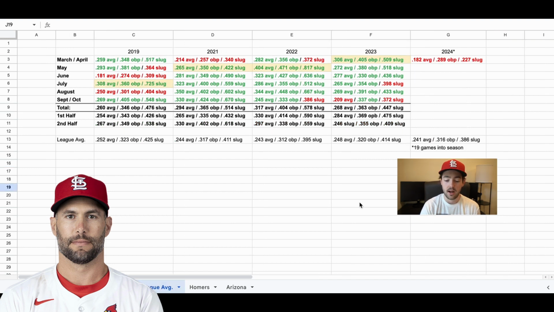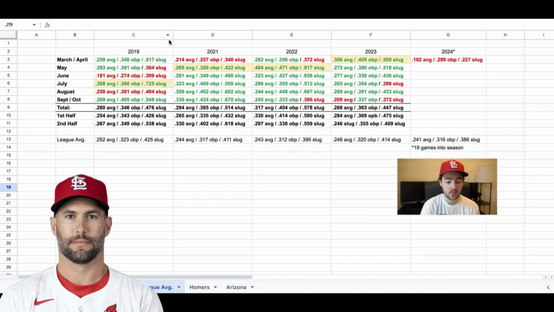So I split it up a second time, this time comparing his stats from month to month to league average. So every single statistic in green you see is something that Goldschmidt was better than the league average in, and everything in red is worse.